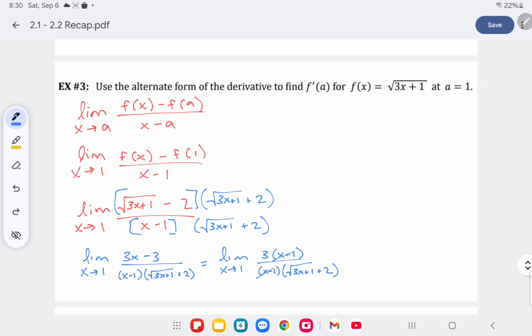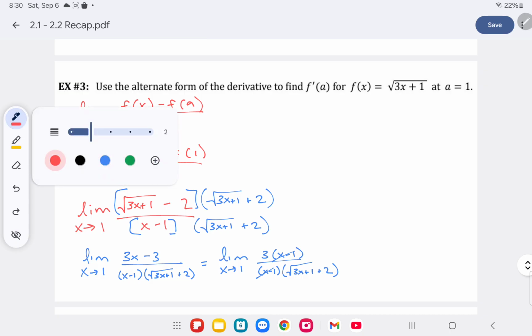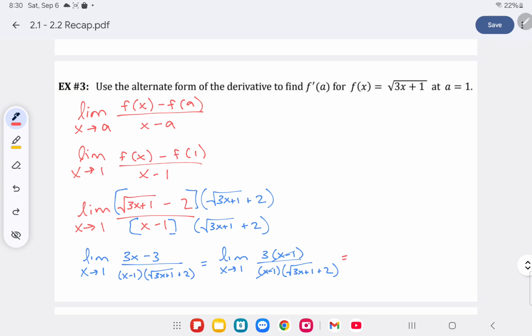Now that my x minus 1s have canceled, I can try direct substituting that 1 in. So my numerator is still just 3. When I substitute that 1, I get the square root of 3 plus 1 plus 2. So square root of 4 plus 2 is 4, so 3/4.